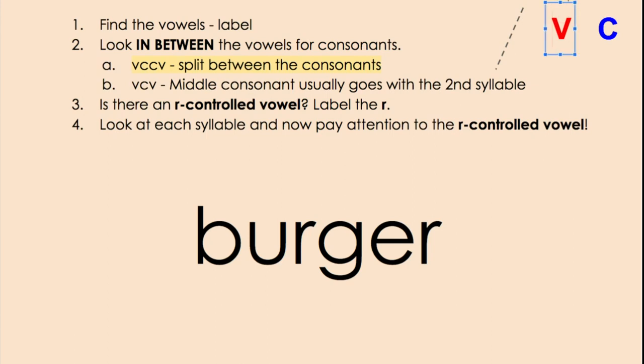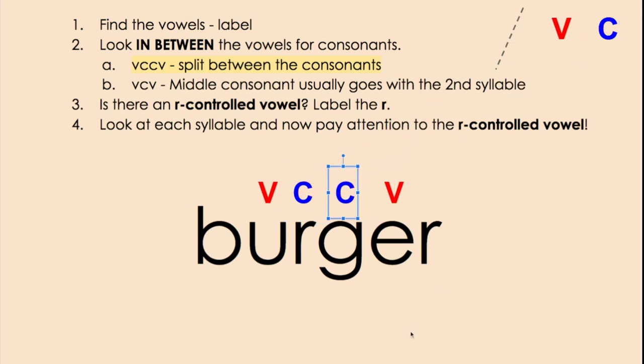We begin by looking for our vowels. So here's a U here. Friendly reminder, our vowels are A, E, I, O, and U. So U is one, and then we have E is one. Then we have to look for the consonants in between the two vowels. There is an R right here and a G right here.